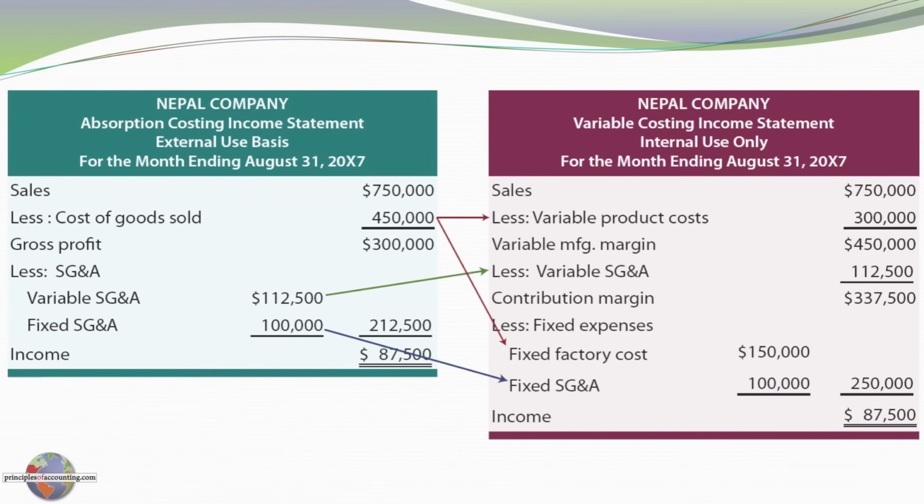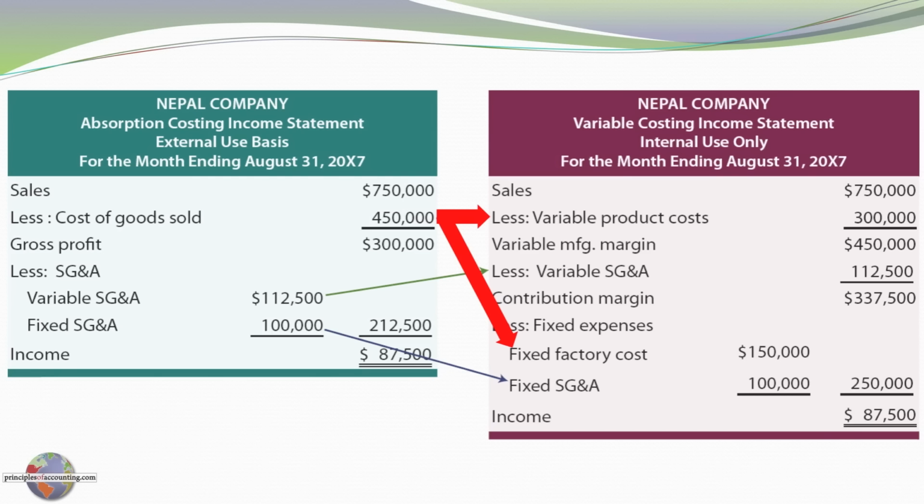Let's continue on and look at an income statement prepared under absorption costing, which is for external use, and a direct costing or variable costing income statement that's used only for internal use purposes. Now this example assumes that everything that's produced is sold, we have no inventory, we expect to have the same profitability overall, but we measure and report it a bit differently.